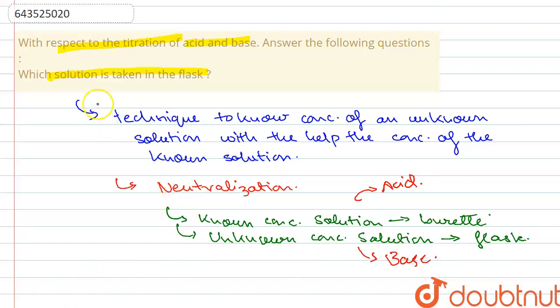So then we let the acid fall drop by drop into the base, and when the neutralization reaction has taken place, just after the neutralization reaction the phenolphthalein or the indicator will change color, and so we will note the reading in the burette, and then we will calculate the concentration of the unknown solution here. So that is how we do titration, and the solution that is taken in the flask is base, or you can say the solution of unknown concentration. So that was the explanation for the question.